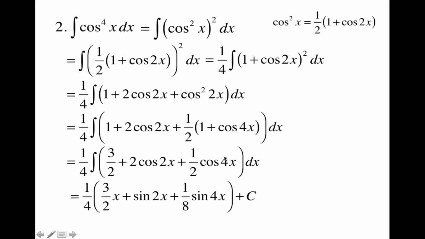And then same thing here. My u is 4x, so that means my du is 4 dx. I don't have just a 4, so I'm going to have to multiply this one by a 1/4. So that 1/4 multiplies the 1/2. That's where I get the 1/8. And then the antiderivative of cosine u is sine u, but u is 4x. And I can go ahead and leave it like that.